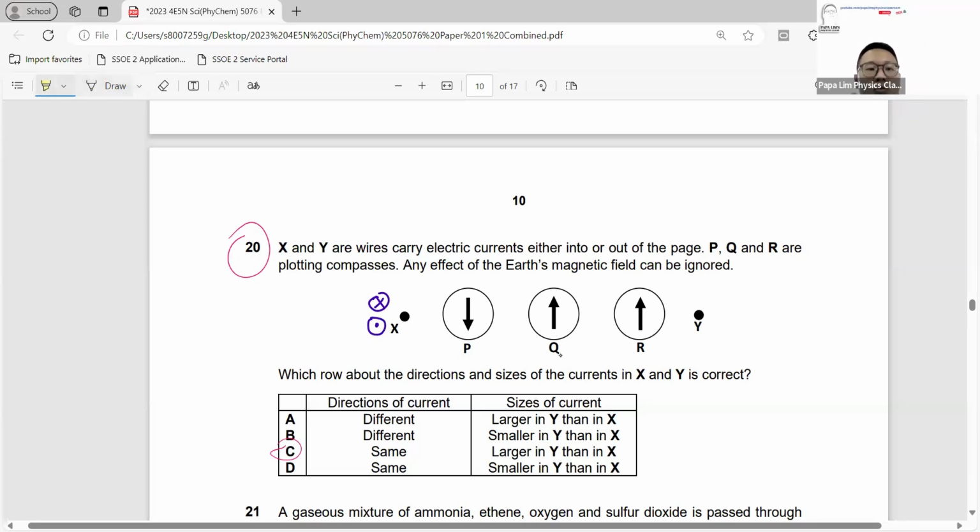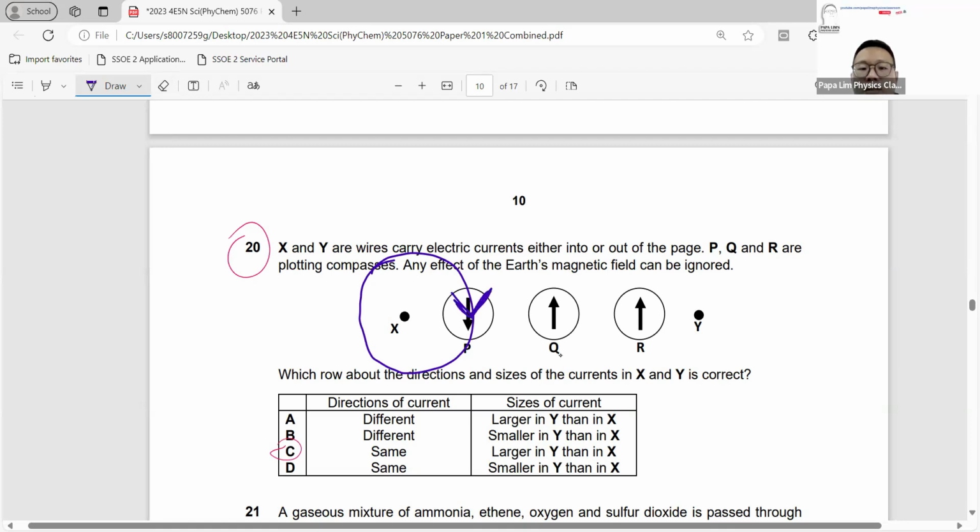But one thing for sure is this: whenever I have a current, I definitely have magnetic field lines. So for example, the magnetic field line is this way for X. And based on the concept of the compass, the compass and the magnetic field lines are in the same direction. Which means that if my compass at P points down, I will know that the magnetic field line at P is pointing down.